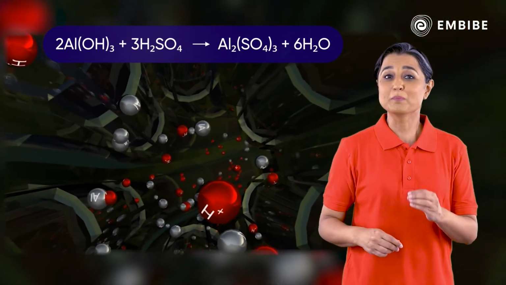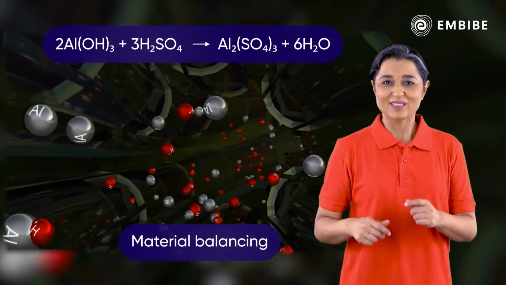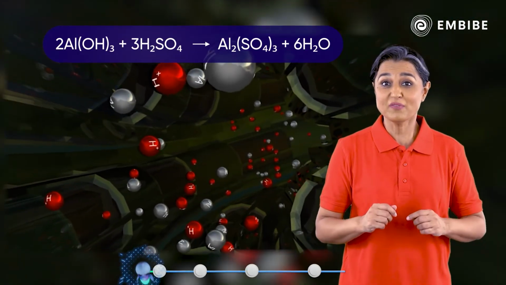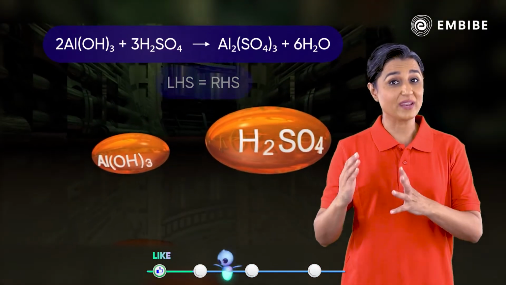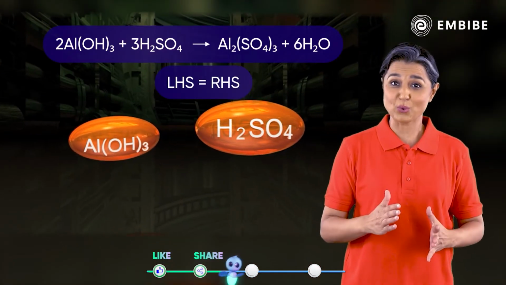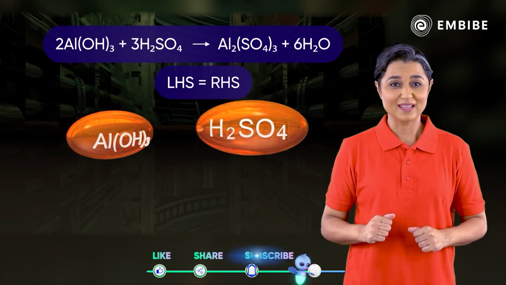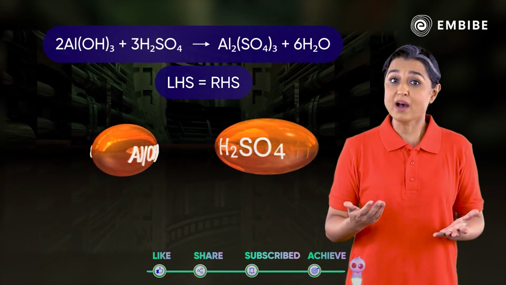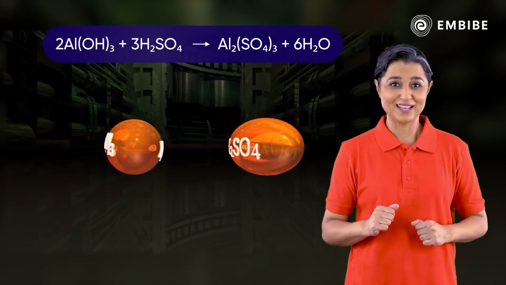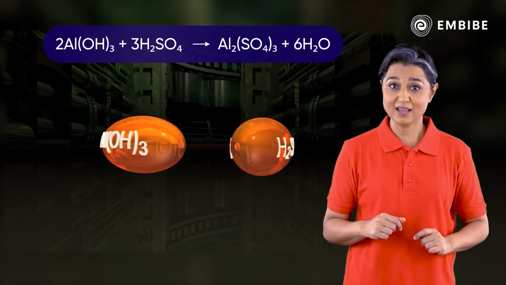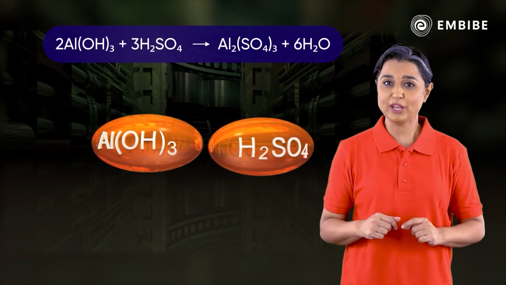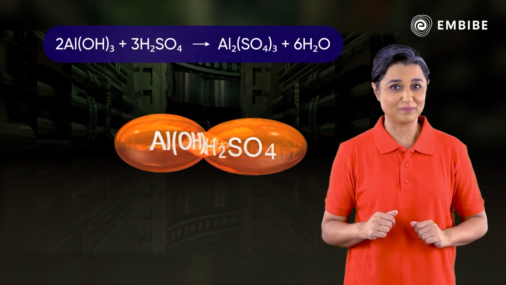This is called material balancing. This ensures that the number of atoms of all elements on LHS match those on RHS. Simultaneously, their masses too are balanced. The coefficients placed here give the number of molecules involved in the reaction.